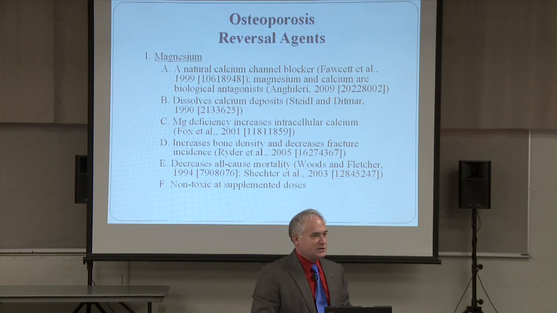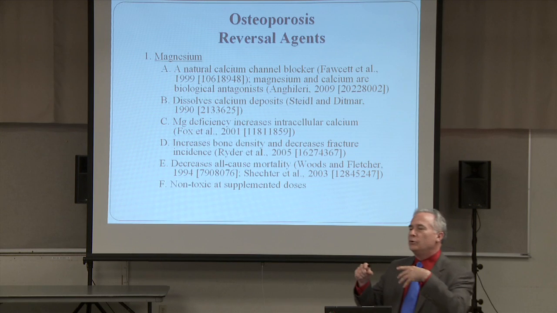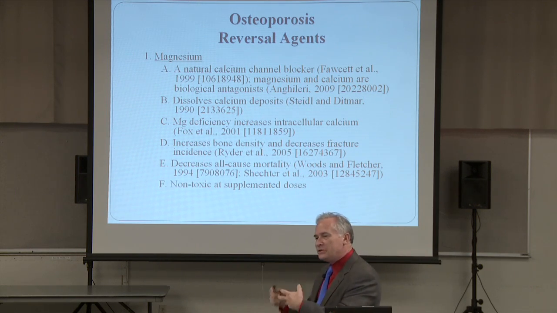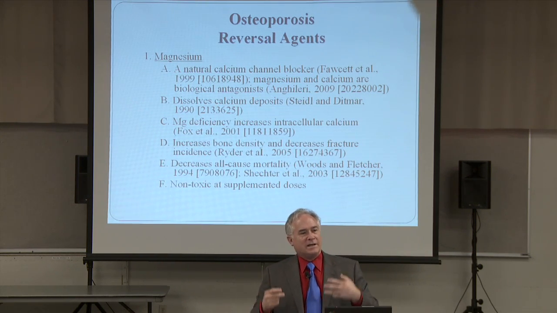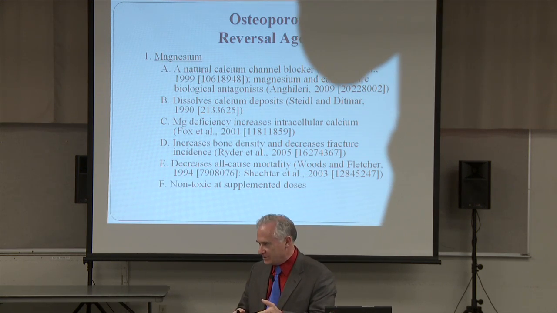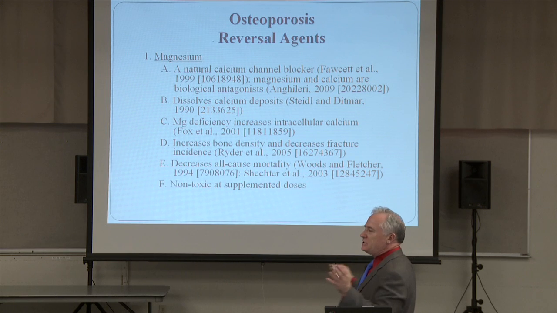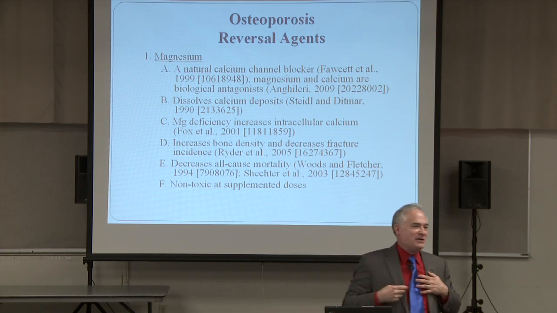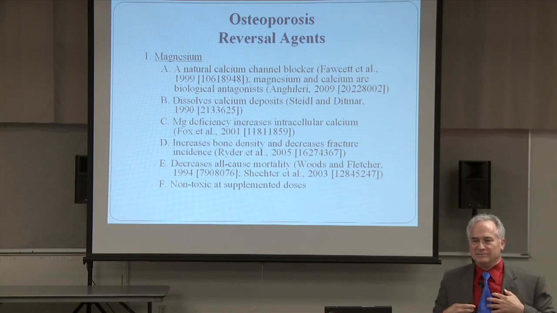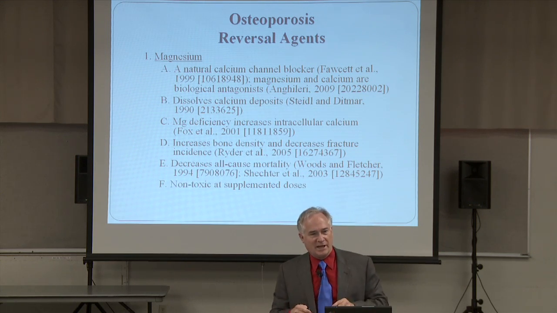Osteoporosis reversal agents. And I'm saying osteoporosis, but we're talking here about, more technically speaking, calcium metabolism normalization agents. Okay? Magnesium. Everybody knows how much I love vitamin C. Magnesium sort of wins out on this one, and I'm going to tell you why.